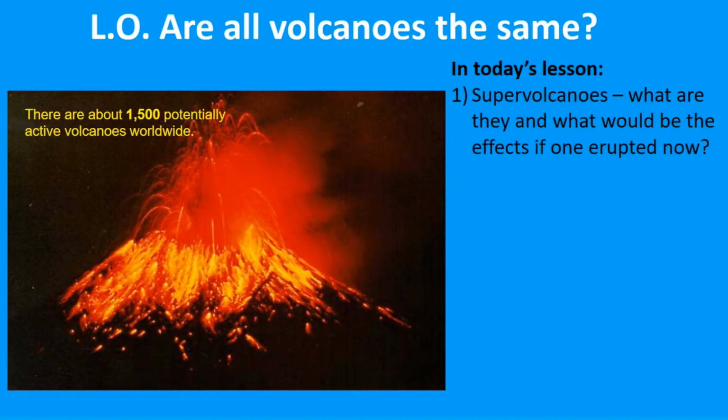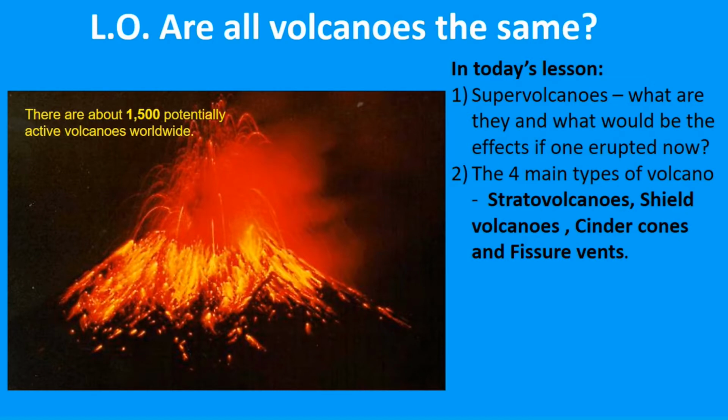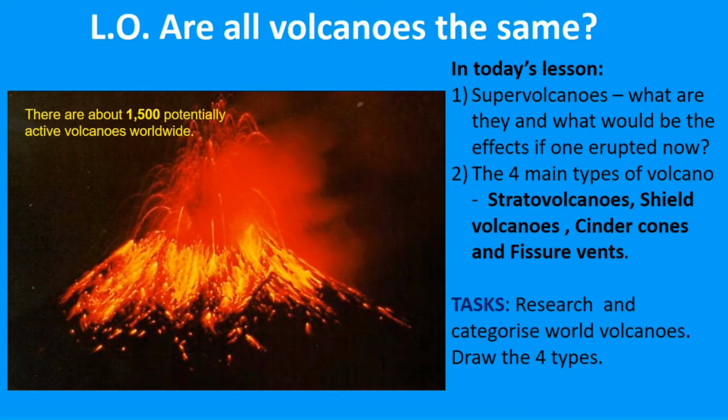In today's lesson we're looking first at supervolcanoes. What are they, and what would happen if one erupted now? The last time we know of one erupting is thousands of years ago, but what would happen if it happened now? Second, we're looking at the four main types of volcanoes: stratovolcanoes, I'll say that again, stratovolcanoes, shield volcanoes, cinder cones, and fissure vents. So by the end of this lesson you will know exactly what they are and be able to explain all about them. Today's tasks: we're going to research and categorize world volcanoes. I'll show you how to do that in a bit, and then we're going to draw the four types.